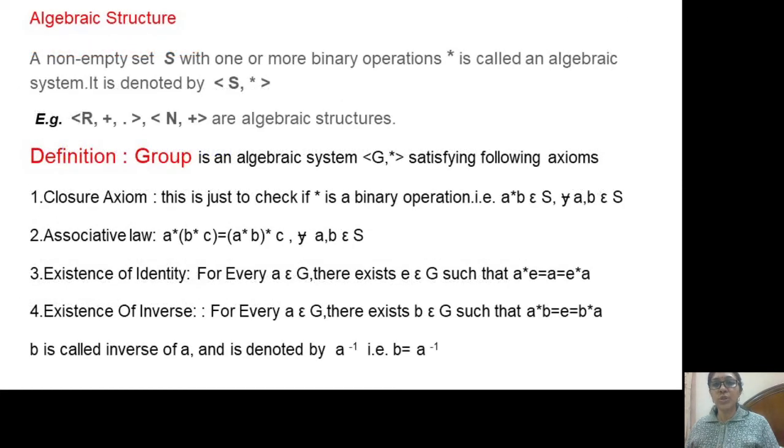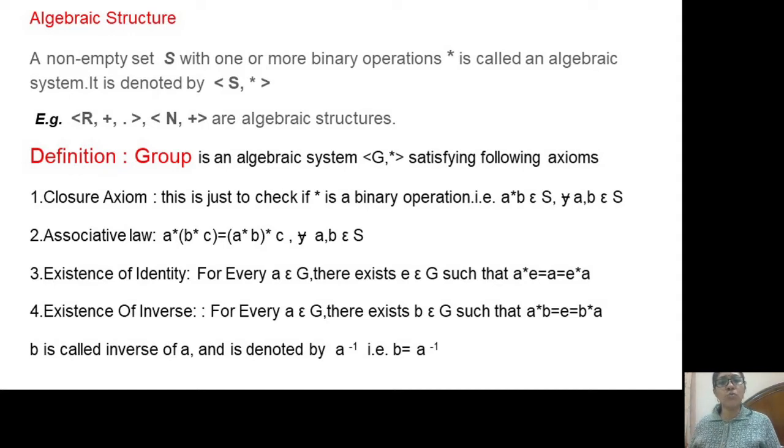Let us now proceed to the definition of groups. First, algebraic structure. A non-empty set S together with one or more binary operations is called an algebraic system or an algebraic structure. For example, the set of reals with the binary operations of addition and multiplication, or the set of natural numbers with the binary operation of addition, these are all algebraic structures.